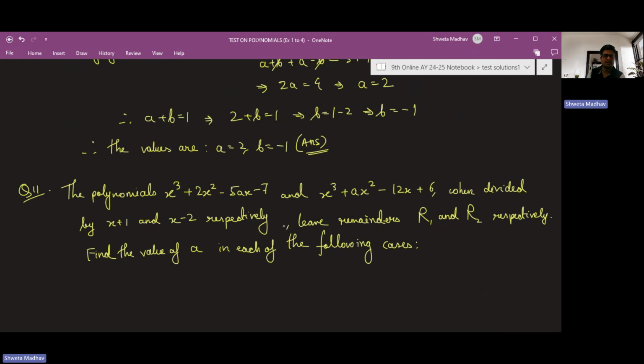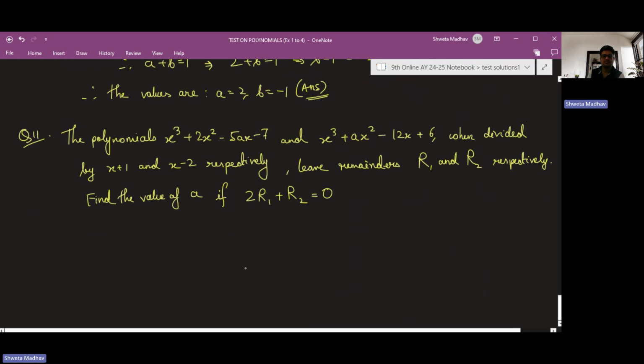There's something wrong here. Find the value of a if 2r1 plus r2 is equal to 0. So if 2r1 plus r2 is equal to 0, then we have to find the value of a. So here we have to use the remainder theorem.